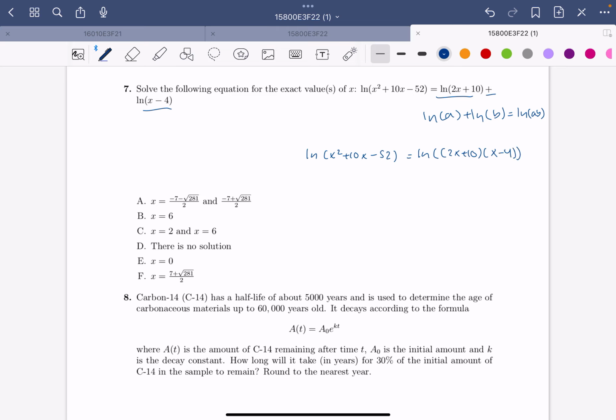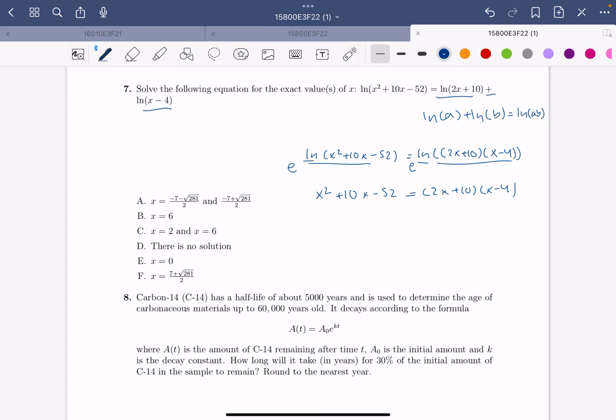Now, I notice that both sides have a natural log now, so we can raise e to the power of all of this to remove the natural log. So we're now left with just the polynomials. Raising e to the power of both sides gets it so that the left side is x squared plus 10x minus 52, and the right side is 2x plus 10 times x minus 4.